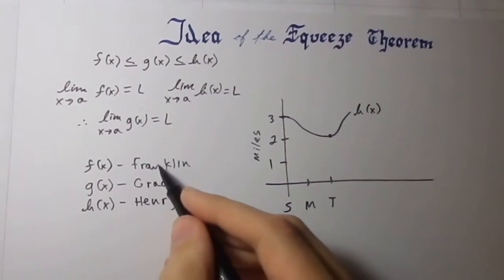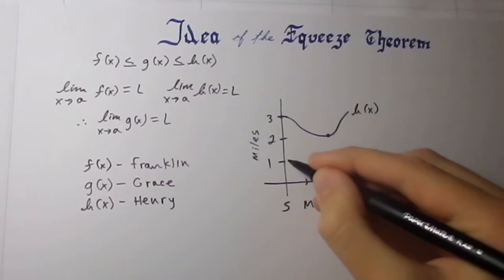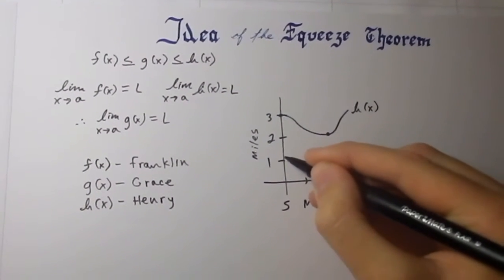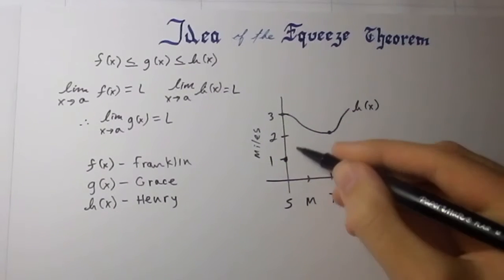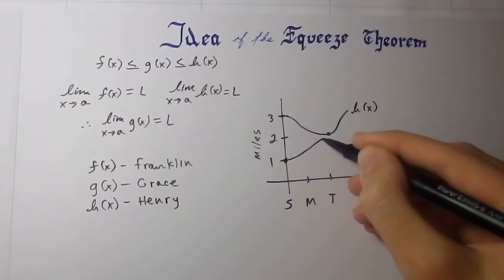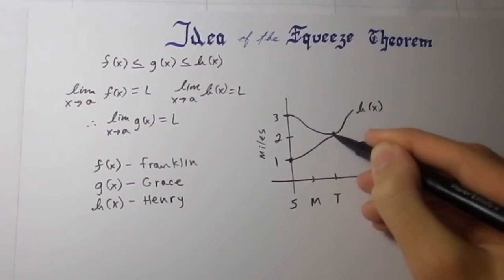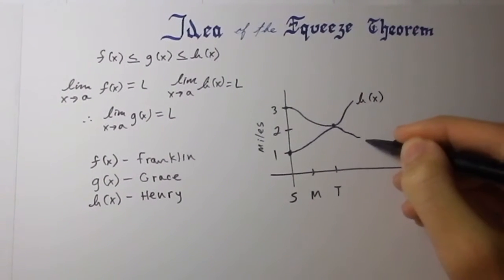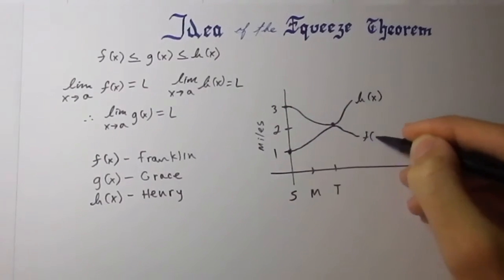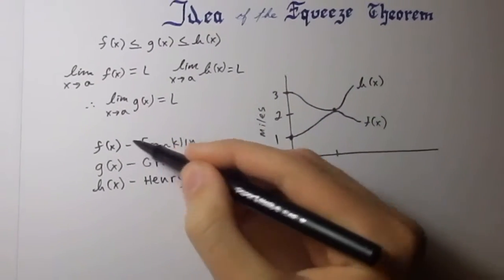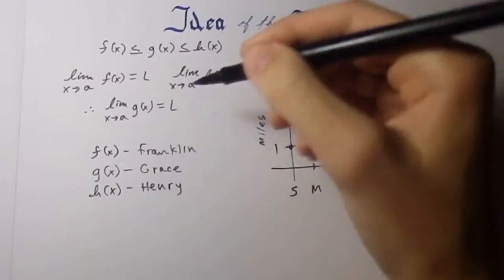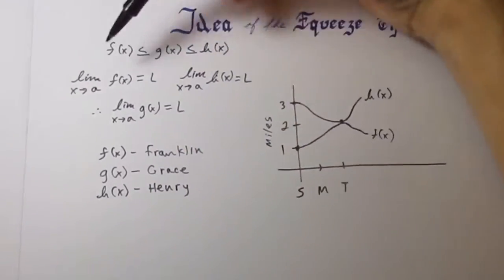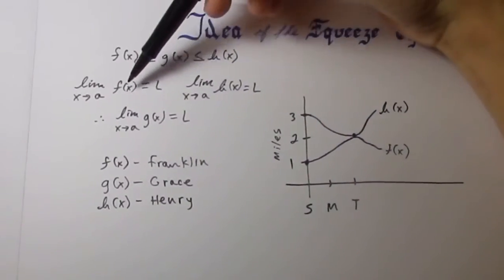And let's go up to Franklin here. Let's say, since he's the youngest, he runs 1 mile on Sunday, but he catches up to his father and runs 2 miles on Tuesday, and then back down. So this is f of x for Franklin, same letter, that's why. And finally, Grace. So the squeeze theorem talks about that.